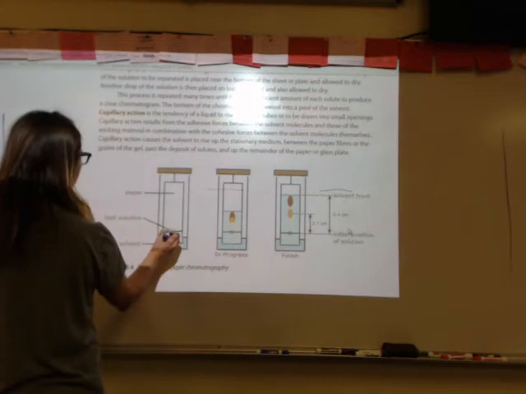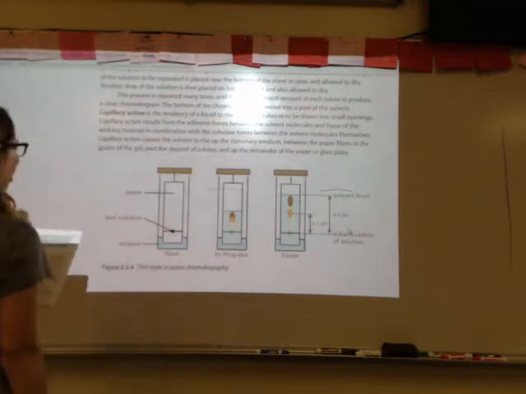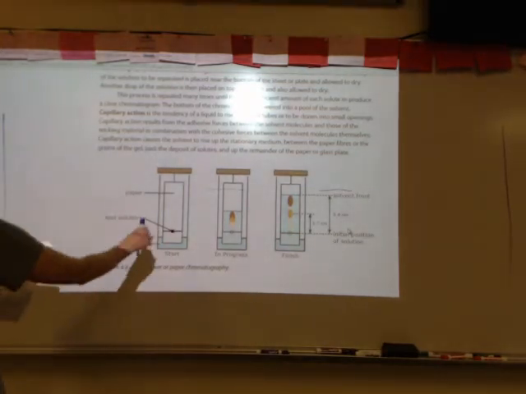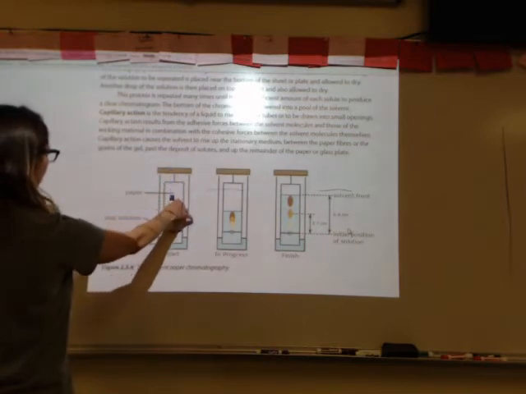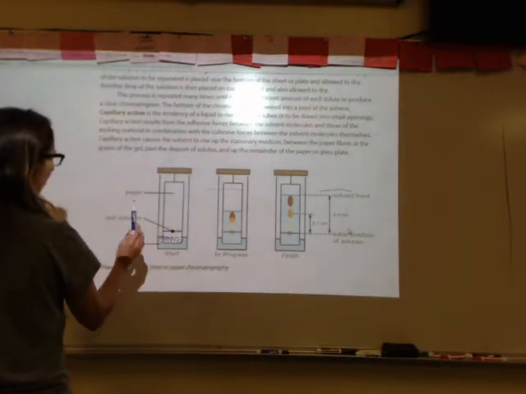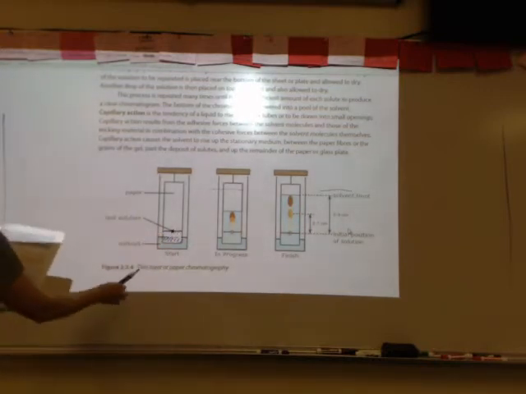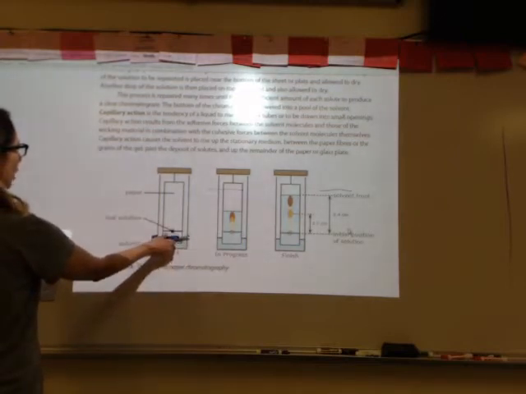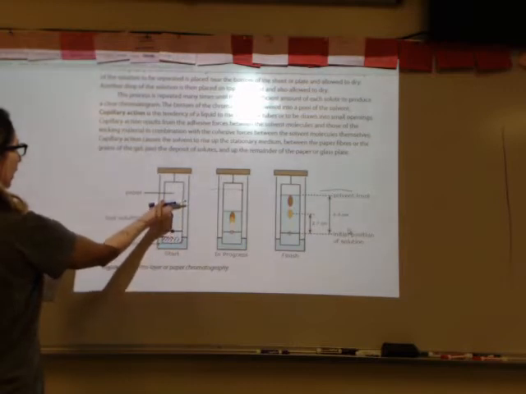And you put a small dot of your solution on that X or on that line that you want to separate. And then you take your chromatography paper and you have the bottom of it just in the solvent. You don't want to submerge the part where you have your mixture or your sample, because it'll make it bleed. And what happens is, through capillary action, the solvent is going to travel up the paper.